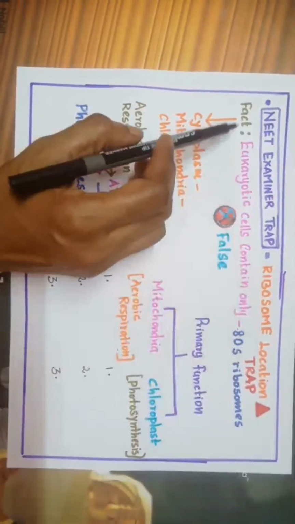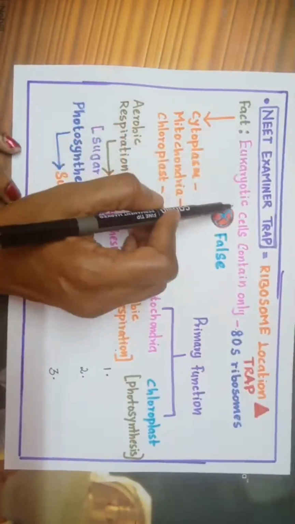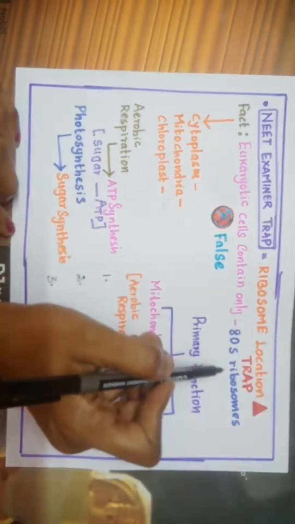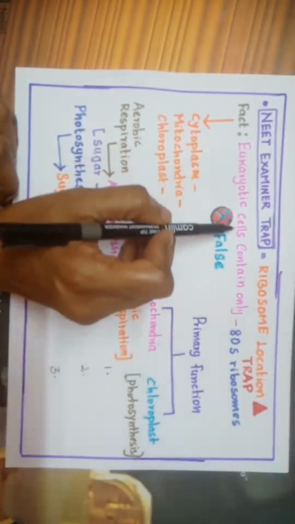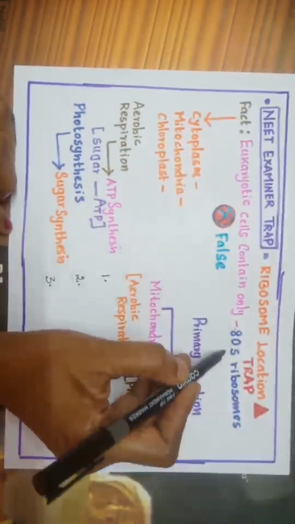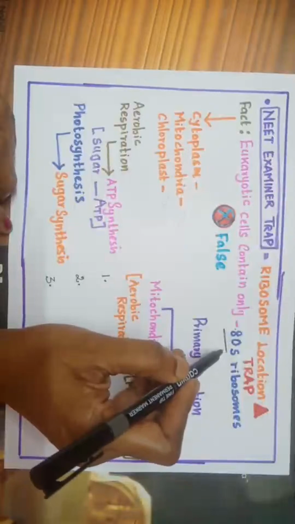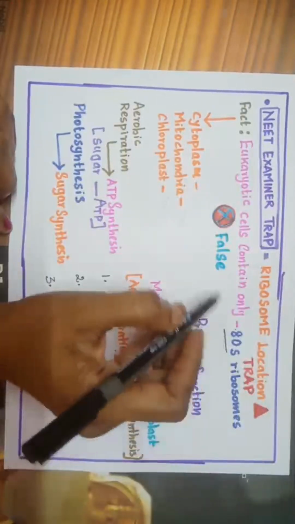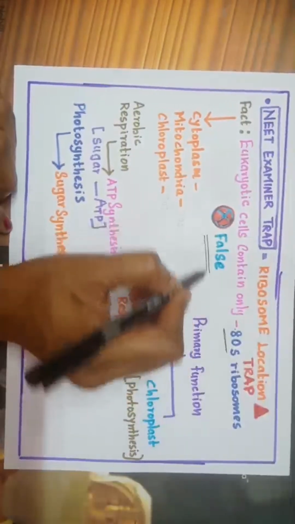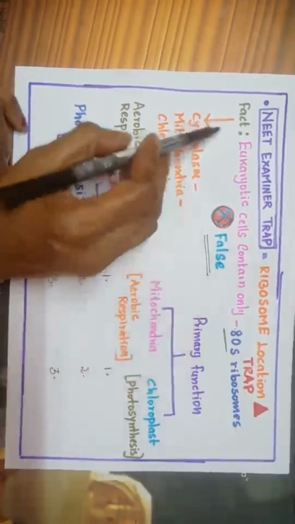That is, suppose the sentence says eukaryotic cells contain only 80S ribosomes. Eukaryotic cells contain only what type of ribosomes? 80S ribosomes. What will you choose? Is it yes or no? It is no. That is, the statement is false. Because what is the fact here?